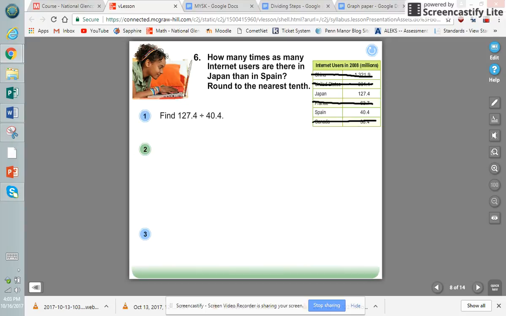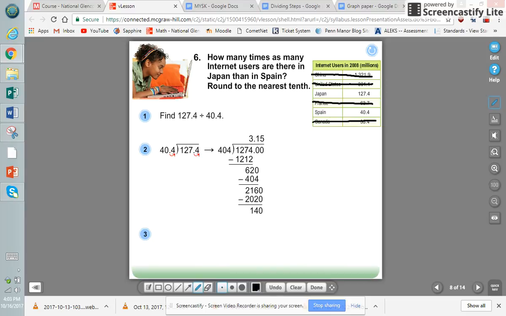Quick way of doing the division. Wow, that was fast. Comes out to 3 and 5/10. We're asked to round to the nearest 10th. That 5 there in our quotient is definitely telling me that that needs to round up. Our answer should be 3 and 6/10, or 3 and 6/10 times bigger.